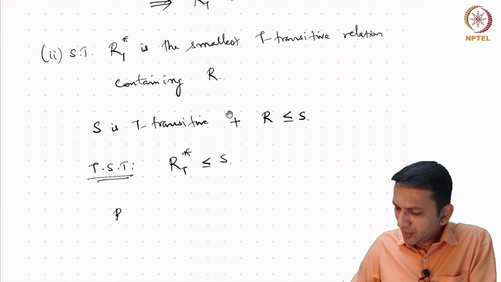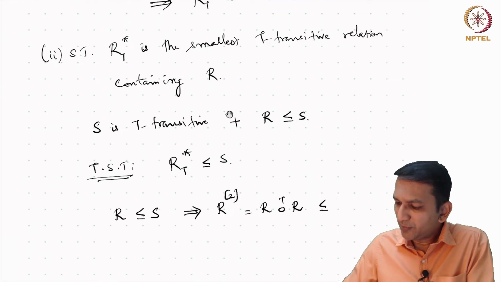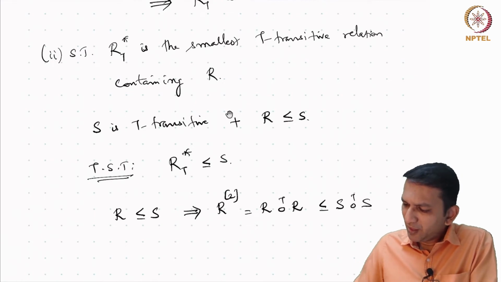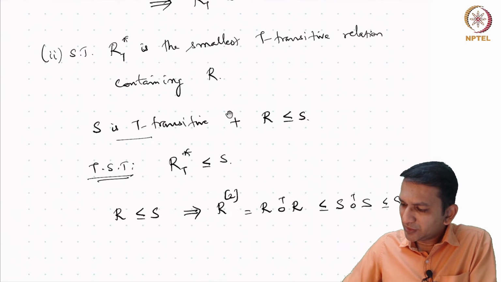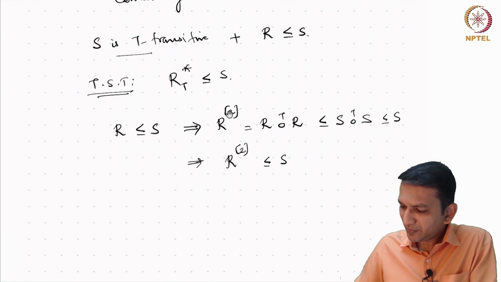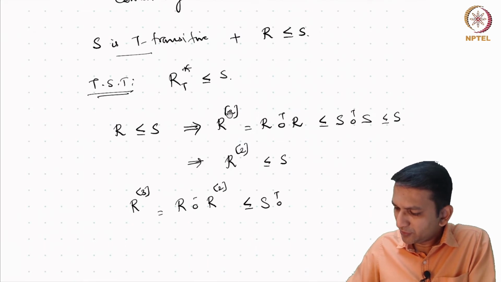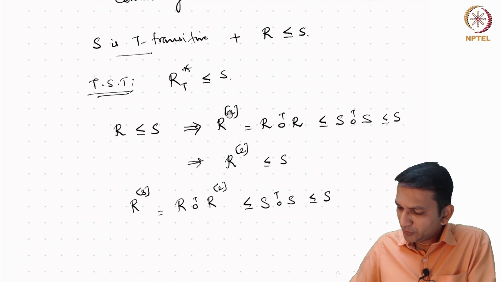Now, R is less than or equal to S implies, look at R2. What is R2? It is R circle T R. But we know by the monotonicity of this composition that this is actually smaller than S circle S. But since S is T-transitive, we know that this is less than or equal to S. That means from here we get R2 is in fact less than or equal to S. Now, what happens to R3? R3 is nothing but R circle R2, but R is less than or equal to S, and R2 is less than or equal to S. So this is less than or equal to S circle TS, but which is again less than S because S is T-transitive. So this implies once again that R3 is also less than or equal to S.